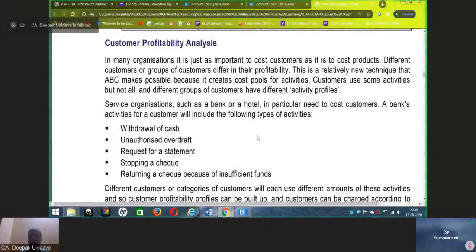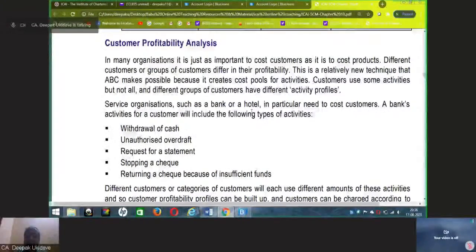This is mainly important for service organizations. I told you customer profitability analysis is more important for the service industry, particularly banks, financial service companies, and hotels, which are mainly into providing service to the customer. For example, when a customer enters a bank, how long does he have to wait for various types of services? Maybe he has to take a demand draft, do a remittance, or do an NEFT. Of course, these things have now become redundant because of online banking.